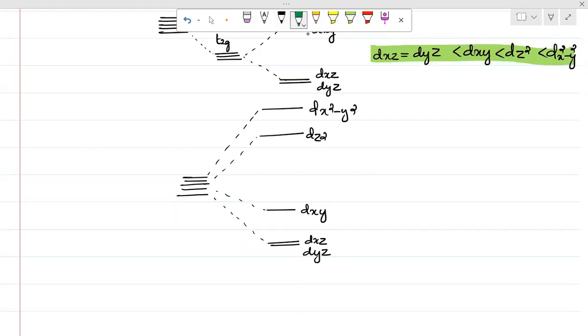Let's write one example. The example is, let's say, Ni(CN)5 3-, which adopts square pyramidal geometry.